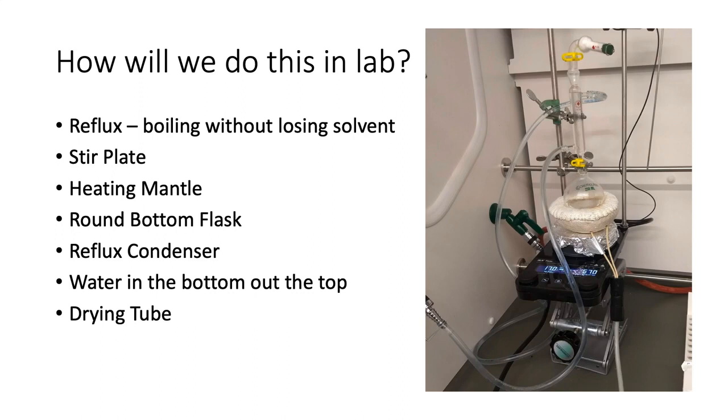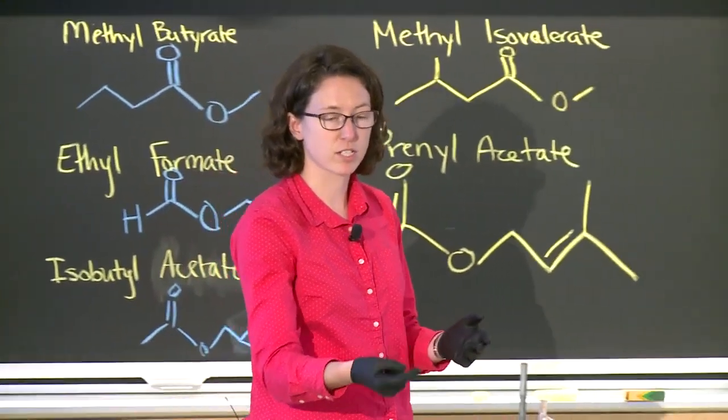So the first technique that you're going to use is reflux, and that's to do pretty much the whole reaction here, where you're going to combine your carboxylic acid and your alcohol. You're going to heat it up. To reflux means to boil without losing solvent. So it'll be boiling. You'll have a stir bar in there.